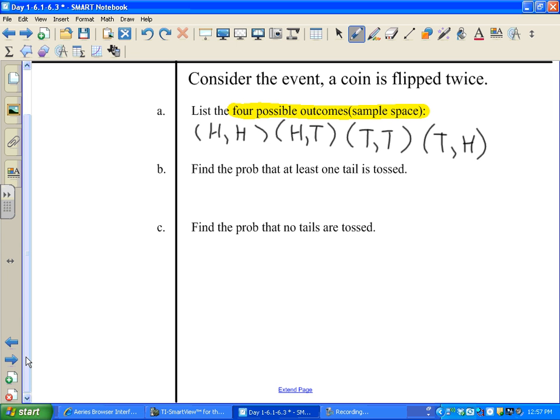At least one tail is tossed. Think back to your probability. Some of you guys are already thinking it's 75%. The real easy way to look at it: how many times does that event happen over the total amount of times? How many people realize that probability is really just what I call success over total? How many times does this thing you want to have happen, divided by the total amount of things that happen?